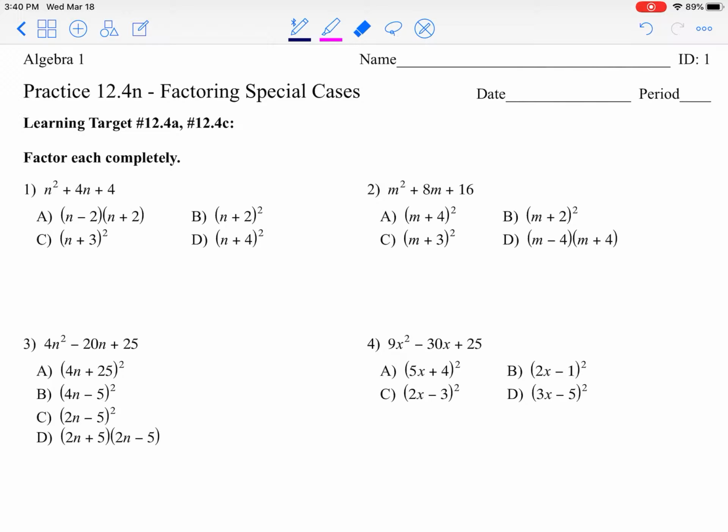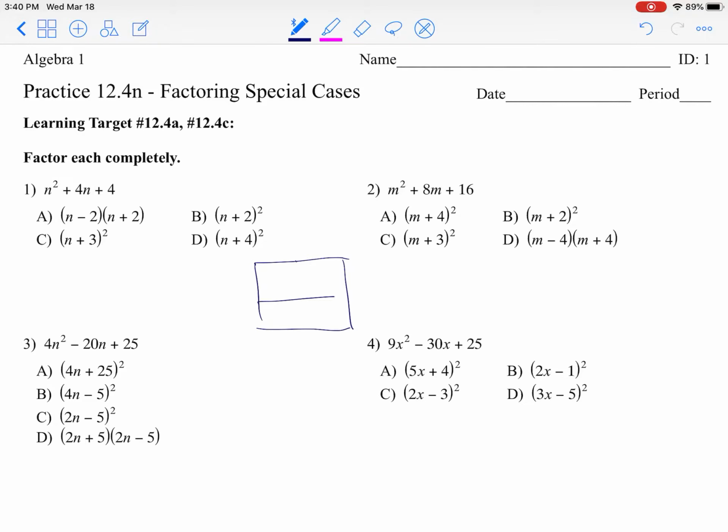Okay, today we're working on practice 12.4, factoring special cases. Very similar to what we've done the last couple of days with factoring. We're still going to use the box method, even though it's called a special case. We're still going to use the same process we've been doing, and then when we get finished with the problem, I'll talk to you about why it's a special case. So let's get started. Let's draw our box.